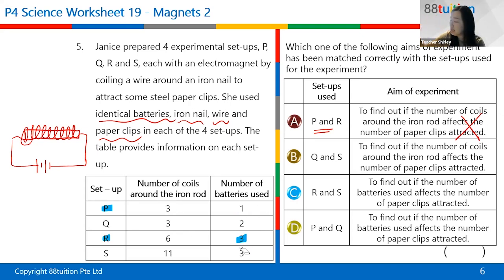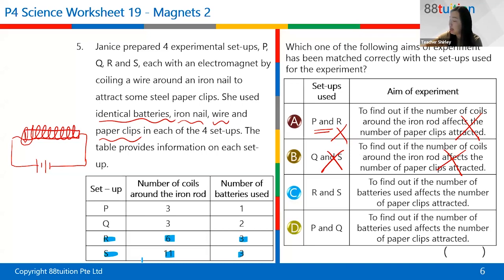Okay, so then let's take a look at Q and S. Different number of coils, different number of batteries. So same thing, I'm not able to test anything because there are 2 change variables. Now let's try R and S. R and S have the same number of batteries. Maybe this can work because it has a control variable, the same variable. The only difference is the coils.